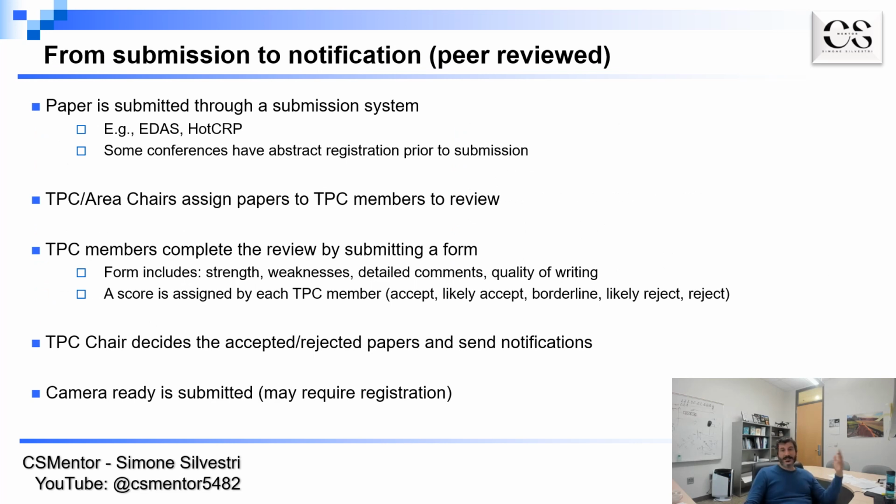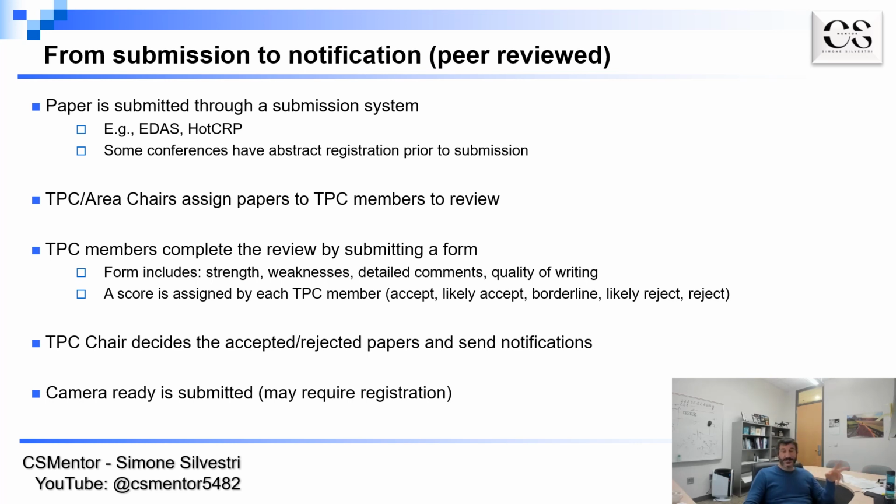So let's discuss what is the process from the moment you submit a paper to a conference to the moment in which you get the notification and you know if your paper has been accepted or rejected. So there are several steps involved in this process. The first one, of course, is to submit the paper. And to do that, you generally use a submission system that could be, for example, EDAS, OCRP, etc.